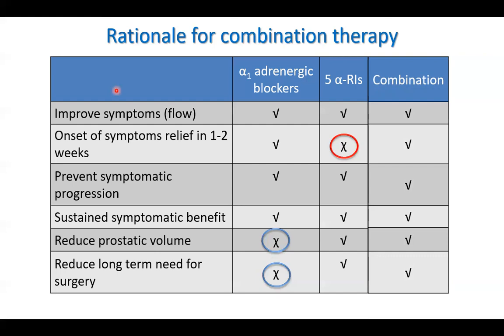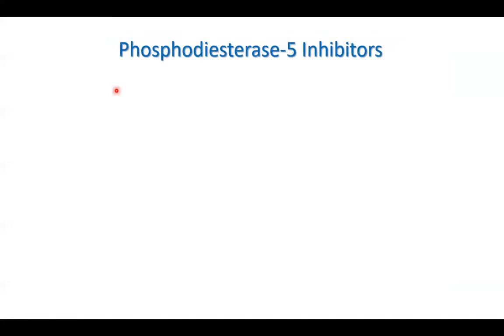But alpha-1 adrenergic blockers don't reduce the prostate volume and don't reduce the long-term need for surgery. That happens with the 5-alpha reductase inhibitors. So if you combine both of them, you achieve all these objectives. Okay, so that's the rationale for combination.